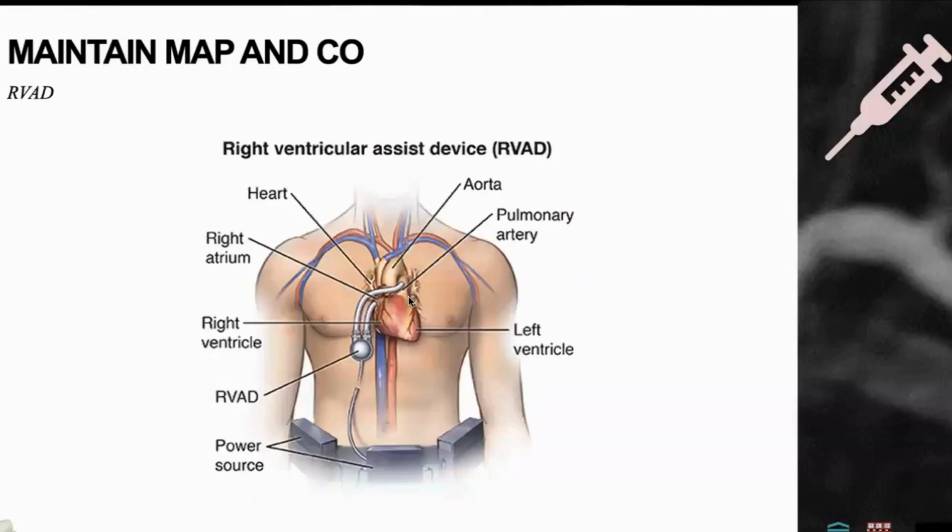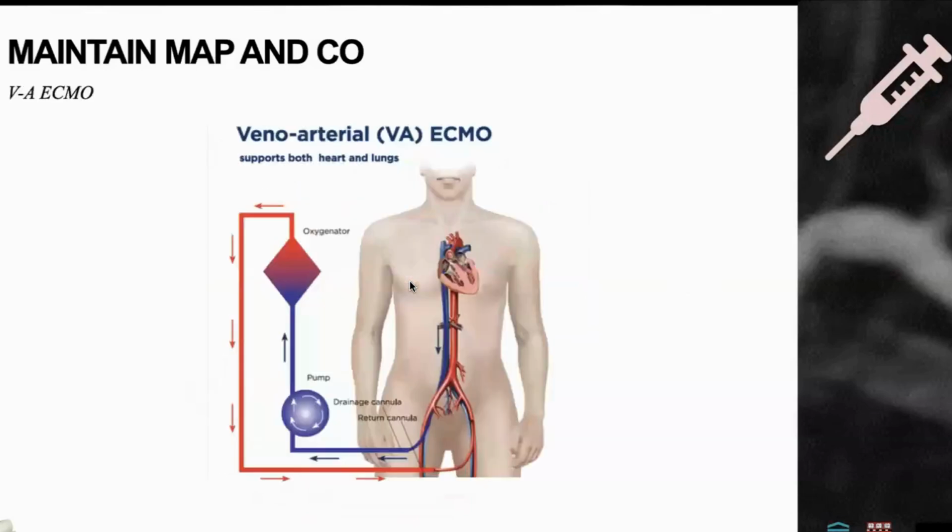This is a central cannulation, so cardiac surgery has to do this cannulation, but same kind of thing, right? It takes blood out of the RA, puts it through the pump, and then puts it back into the PA. And then this is VA ECMO.